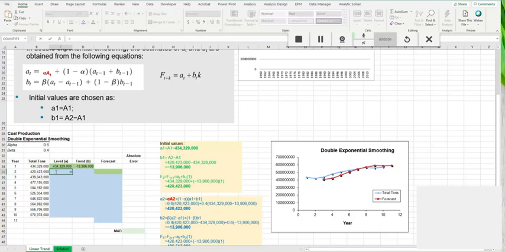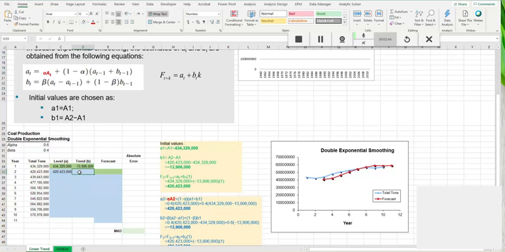So A2 equals alpha. Use absolute referencing because we're going to drag the formula later, multiplied by the actual of that period, plus 1 minus alpha, again absolute referencing, multiplied by A of the previous period plus B of the previous period.